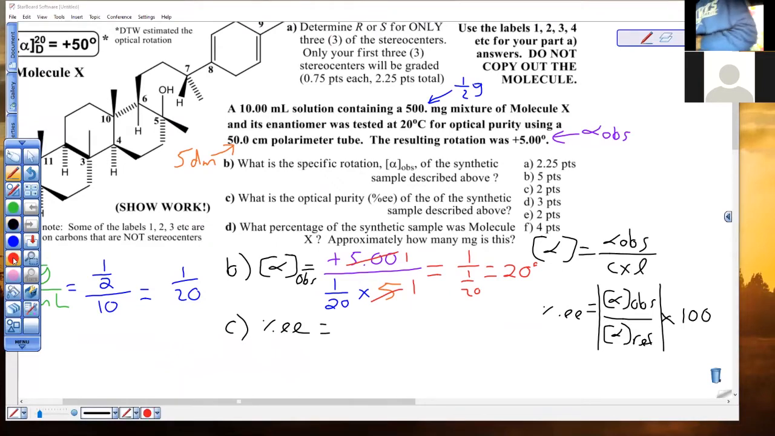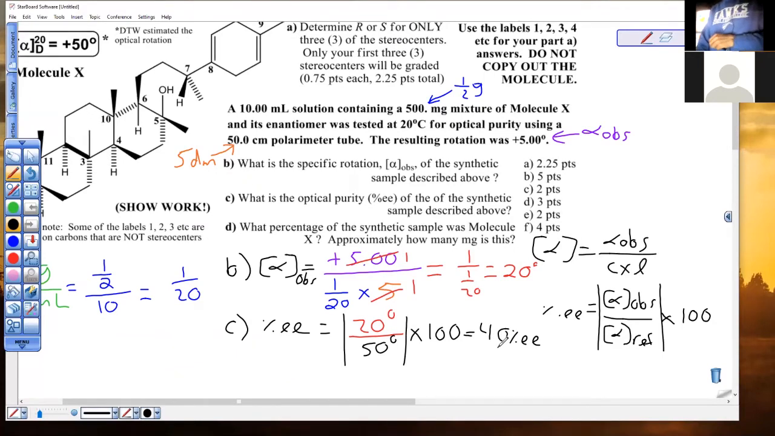We have a 20-degree standard observed rotation, and the reference is right up here. It's 50. And absolute value times 100. Well, even without a calculator, this is not too bad. 100 over 50 is 2 times 20 is 40. And this has only one meaning. It means there's 40% more of the major enantiomer than the minor. That's the only way to read that.